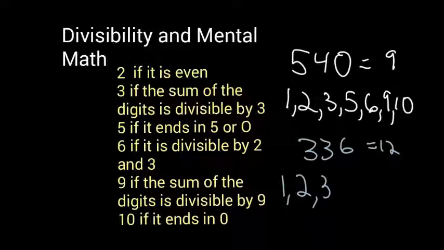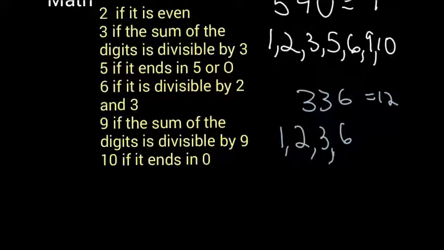It doesn't end in a 5 or 0, so not 5. It's divisible by 2 and 3, so it's divisible by 6. 9 won't go into 12 evenly, so 9 doesn't work. And it doesn't end in a 0, so it's not divisible by 10. Let's do one more number.